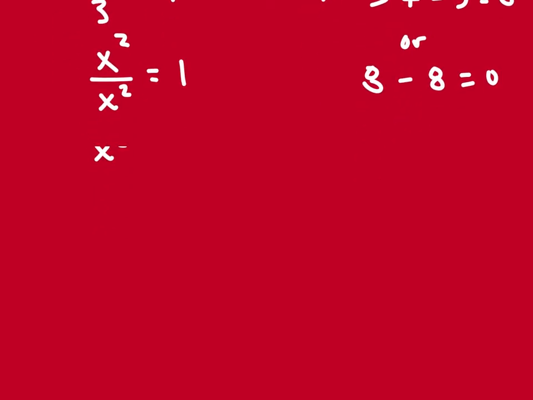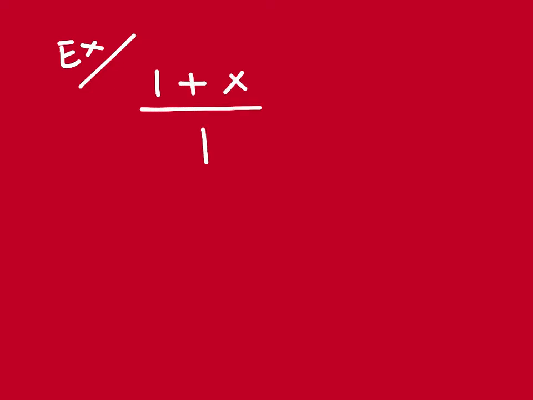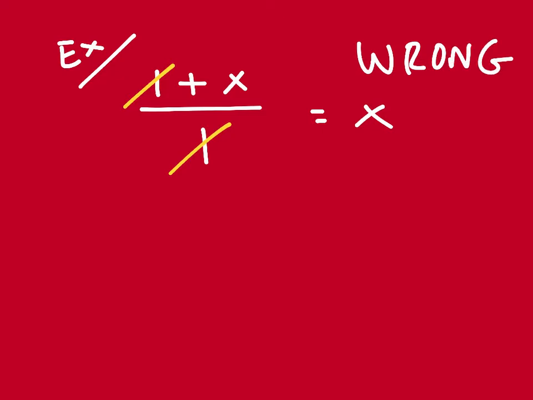Now, one thing that we run into is something like this. I'm just going to give you a bunch of examples and talk about what this means. Let's say that you had 1 plus x divided by 1. A lot of people think that you can take these ones and cancel them out. You say 1 divided by 1, and so you're just left with x. Number one, this is wrong. You cannot do this.